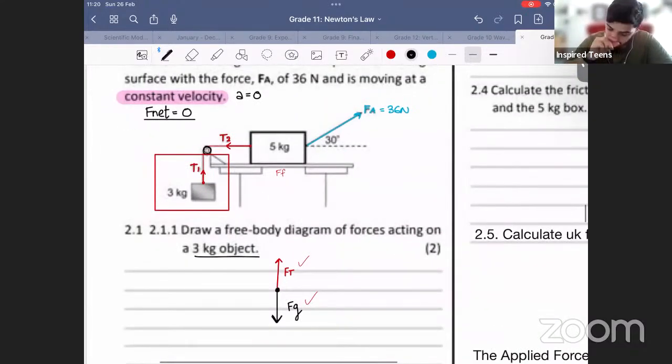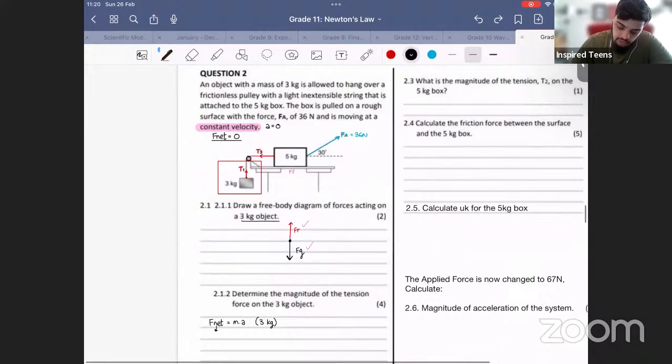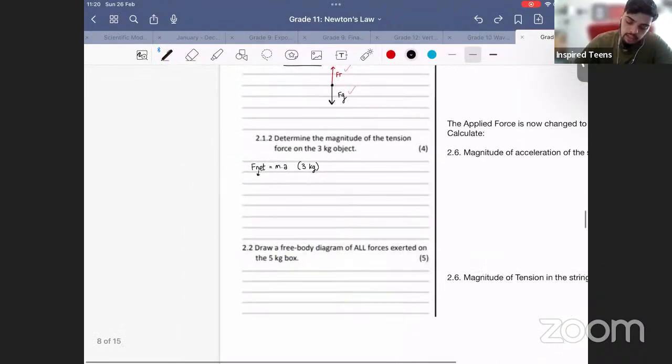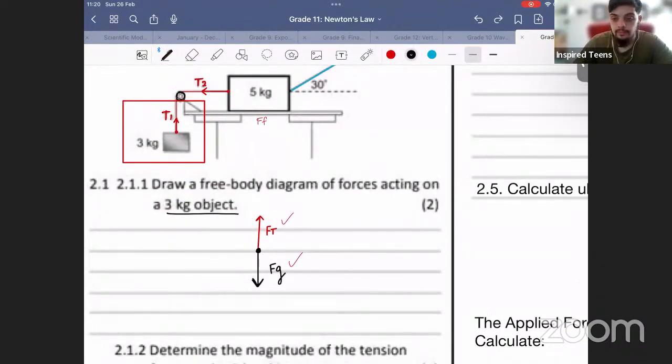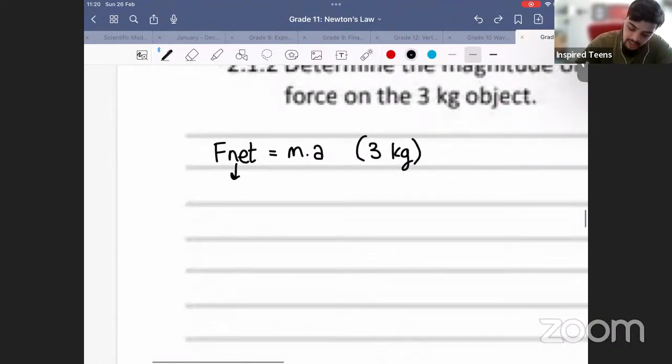In this case, we are moving to the right. The 5 kg object is moving to the right at a constant velocity. That means that the 3 kg object is moving up. So what's the force in the direction of motion? Up, Ft. What's the force opposite to the direction of motion? Fg. Tension minus Fg is equal to m times a.